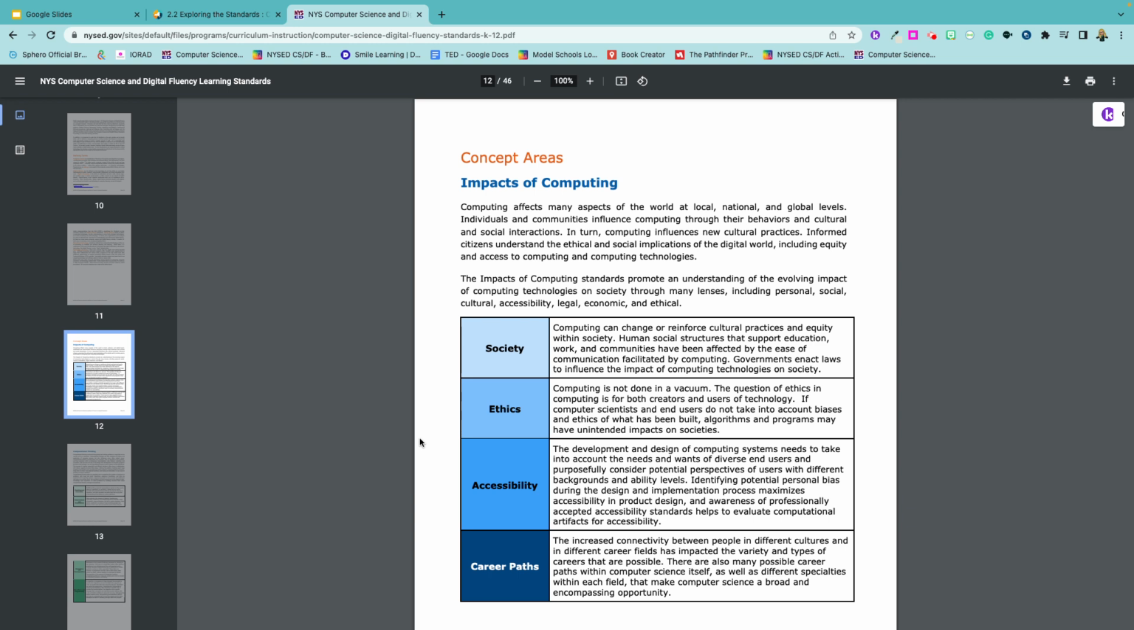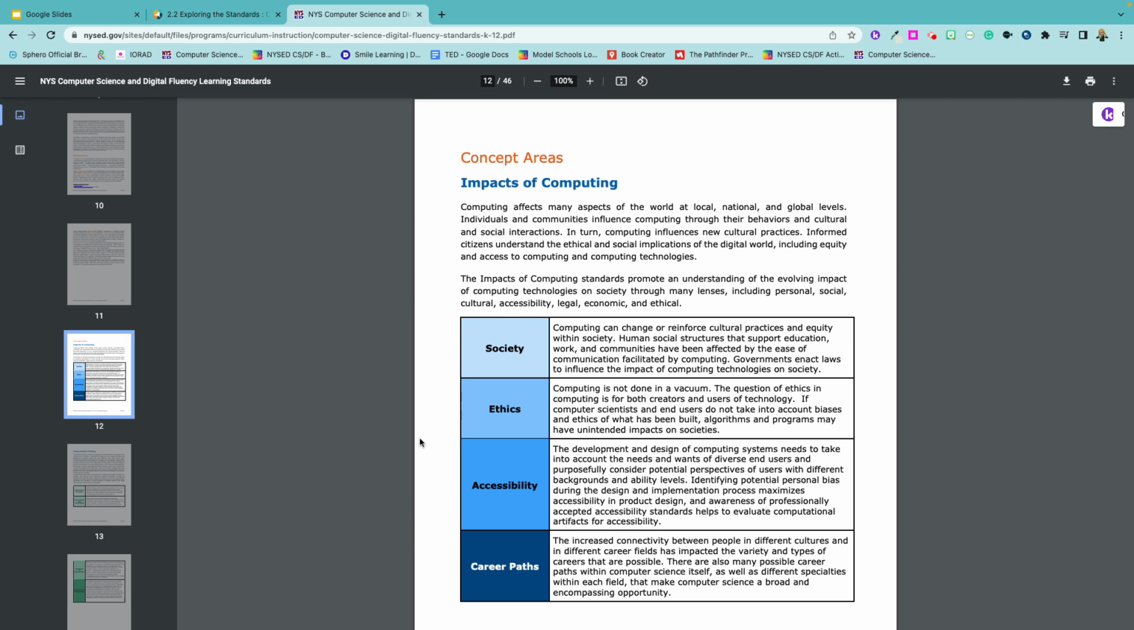The first concept area is impacts of computing. This is talking about how computing affects our world at local, national, and global levels, and that each person's behaviors and cultural and social interactions are influenced by computing. So we're really taking a look at how we can understand the impact of computing technologies and what they have done on society, including personal, social, cultural, accessibility, legal, economic, and ethical lenses. So this concept area is broken down into 4 sub-concept areas.